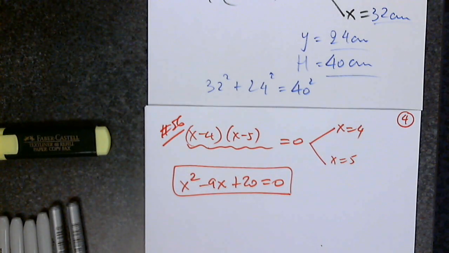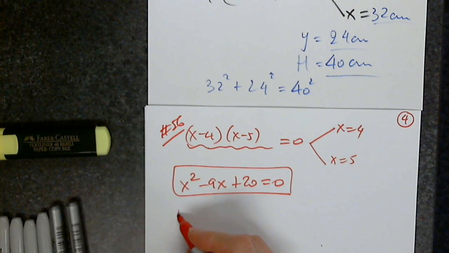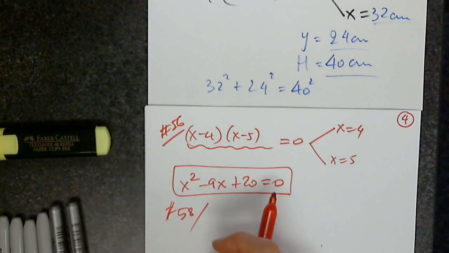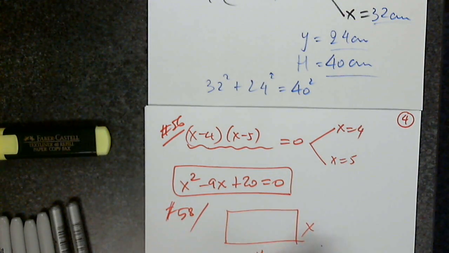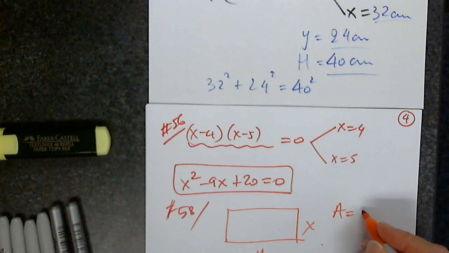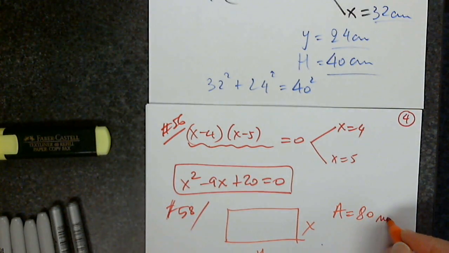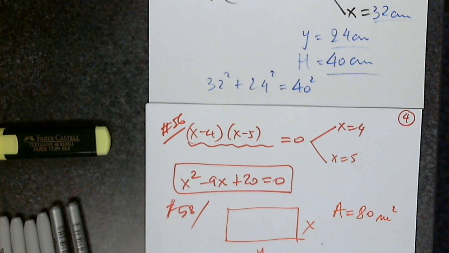58. The area of a rectangle is 80 square meters. The length is 1 more than 3 times the width. Find the dimensions of the rectangle. So the area of a rectangle is 80 square meters. So this is the rectangle. I have x and y. So then the area is, I'm told, 80 square meters. What do I write?